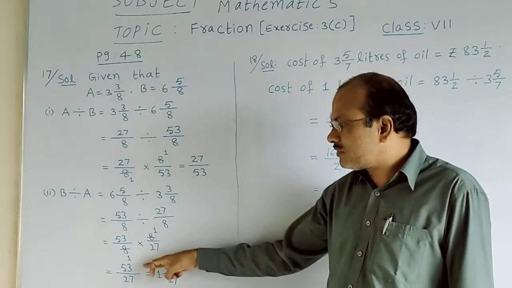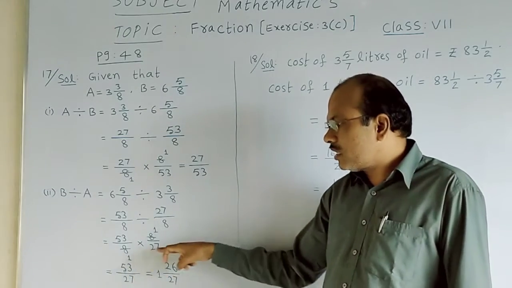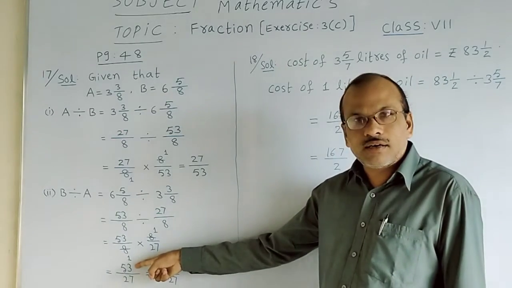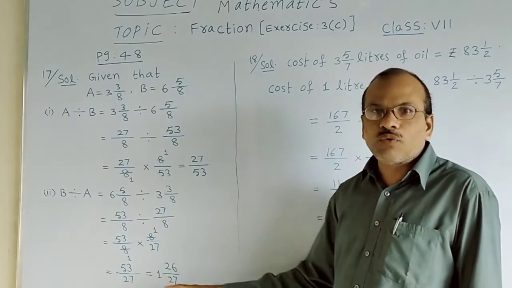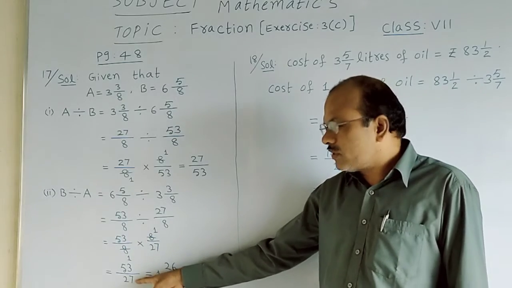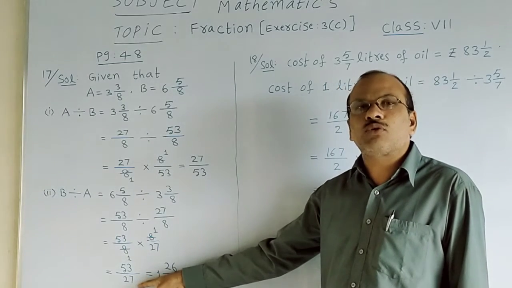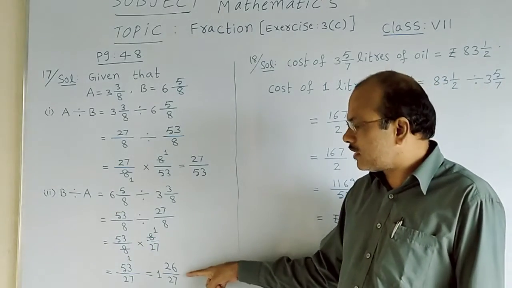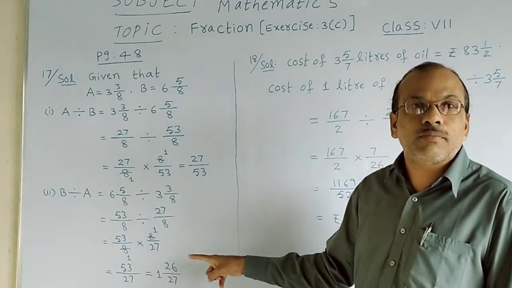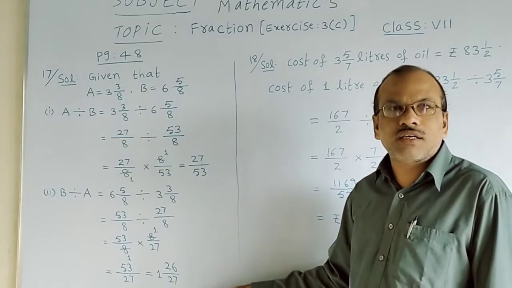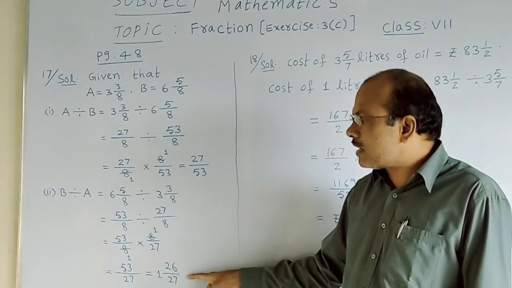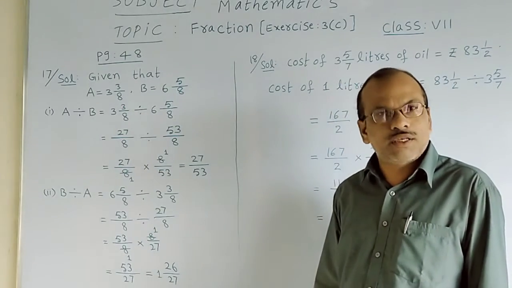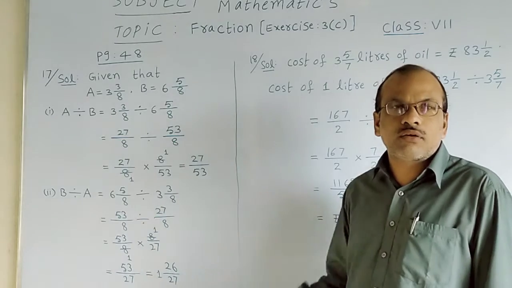53 by 1 into 1 by 27, that is 53 by 27. But here numerator is bigger than the denominator. So we have to divide the numerator with 27. That means with the 27 table we have to divide that. Then we will get a mixed fraction, 1 26 by 27. Is it clear for you? So this is the answer for B divided by A. I hope it is clear for you. Shall we go for another question?